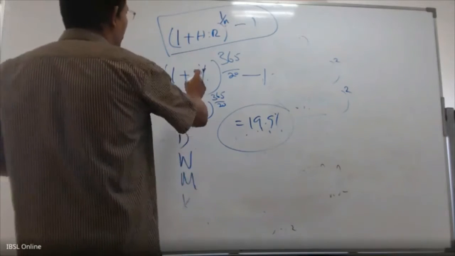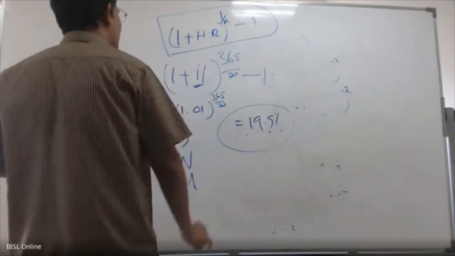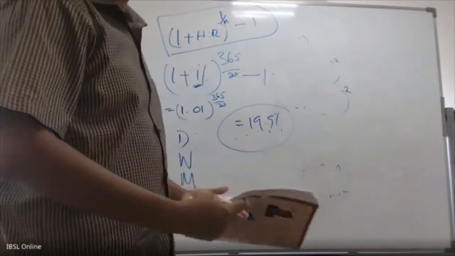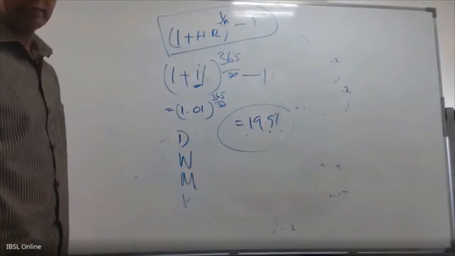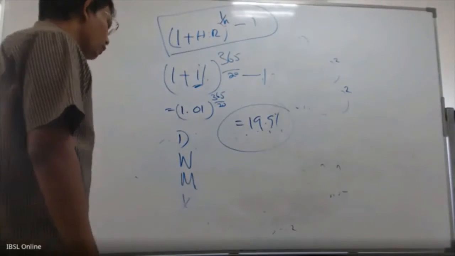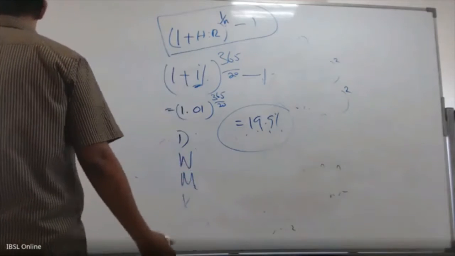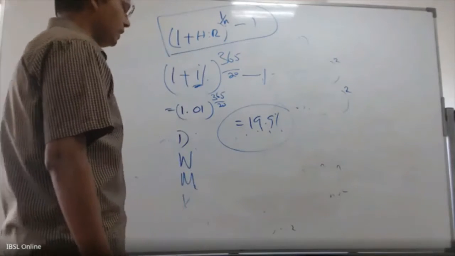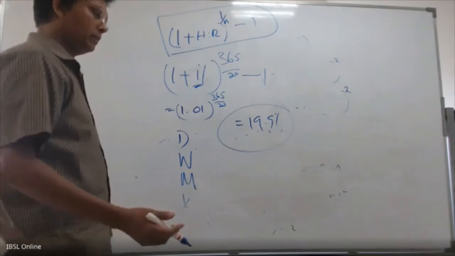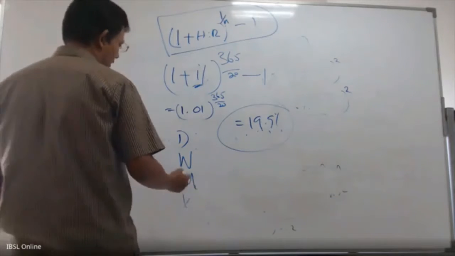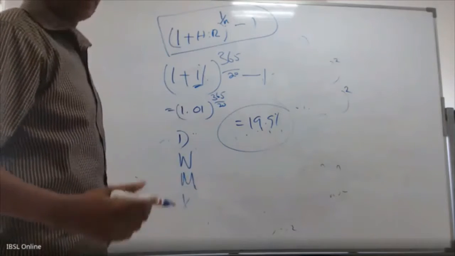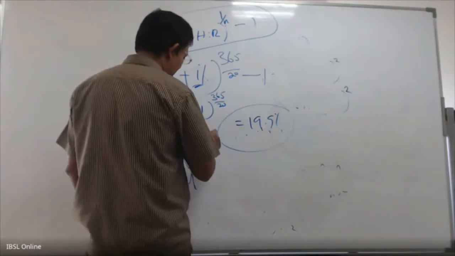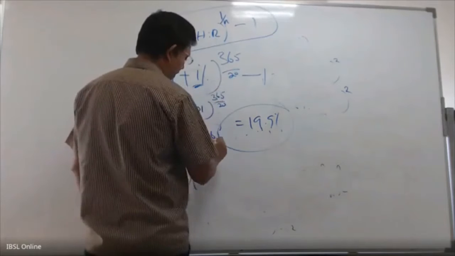So you keep in mind the different formulas. If it is week, you have 52 divided by whatever the n. If it is month, 12 divided by whatever the n. If it is days, then 365 divided by the n, here the 20.